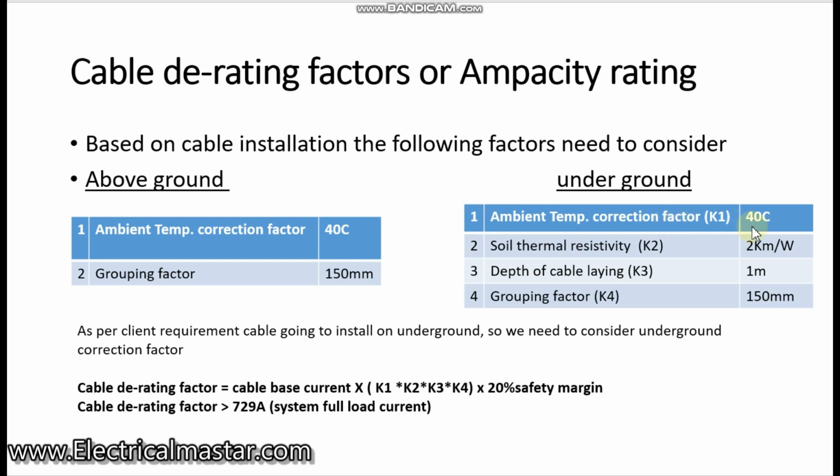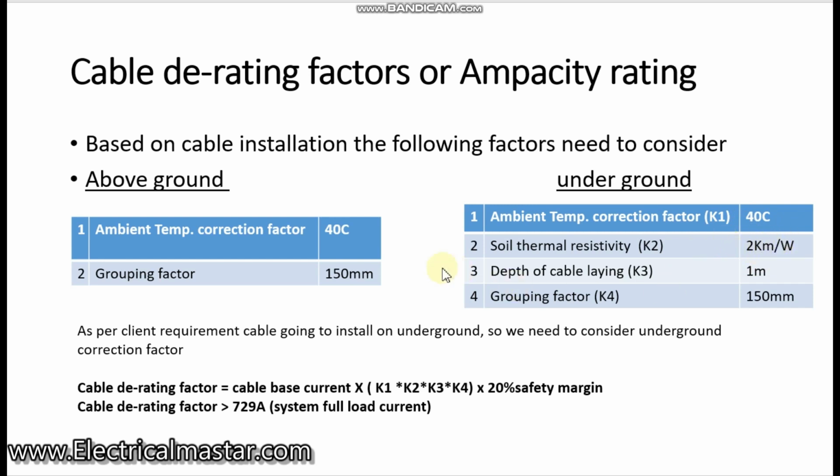That is the ambient temperature first, 40 degrees, and soil thermal resistivity. Thermal resistivity means you are installing the cable directly into the ground, so there will be some temperature effects. The thermal resistivity of that soil needs to be calculated in the correction factor. As per the IEC standard, you have to consider 2 Km/W. Km means Kelvin meter per watt.